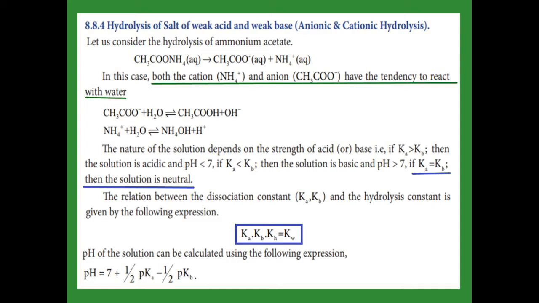So based on the nature of the acid and base, we decide the nature of that solution. Suppose the solution is a neutral one, then we are going to see the relationship between the dissociation constants Ka, Kb and the hydrolysis constant Kh. What we get is Ka into Kb into Kh is equal to Kw. This is the relationship between Ka, Kb and Kh, and the pH value we get is pH is equal to 7 plus half of pKa minus pKb.